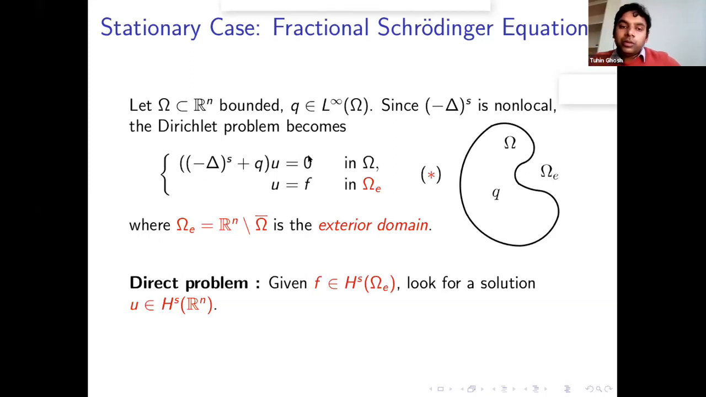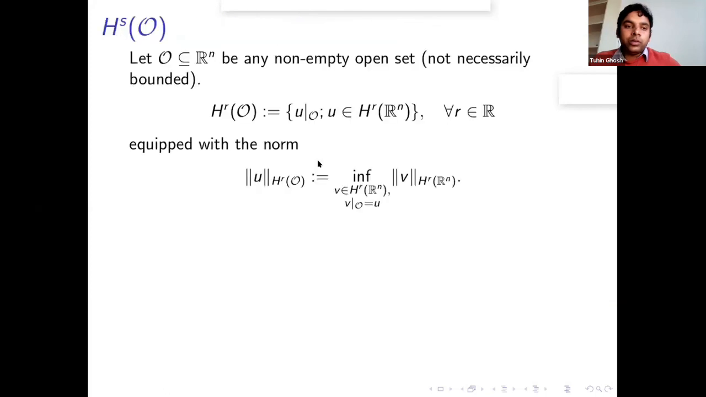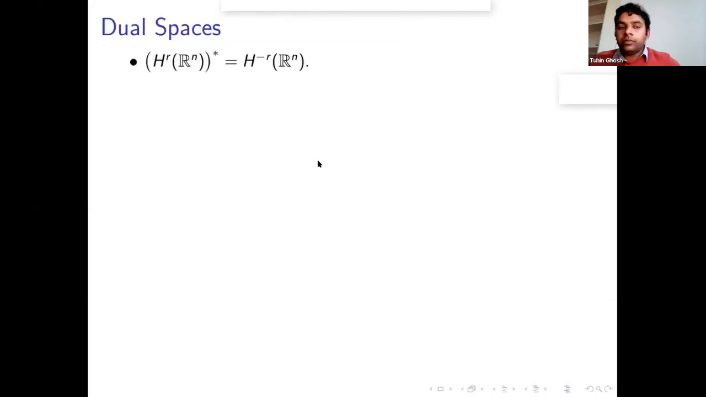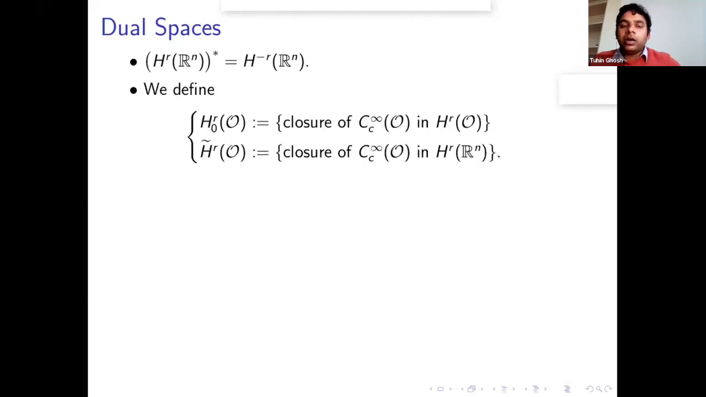But that will give me some non-trivial right-hand side, and I have to make sure that the right-hand side belongs to the dual space of H^(−s)(R^n). Otherwise, I'm in trouble. So for that, we have to make sure about the dual space and how it is defined. One of the easy things, as you can expect, is that for H^r of R^n, if you take the star, then you get back H^(−r) of R^n.